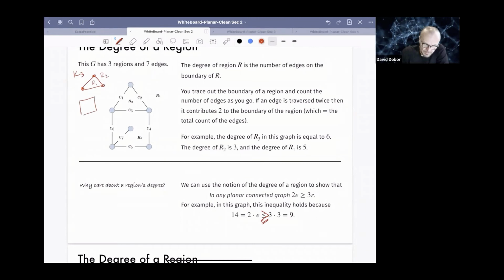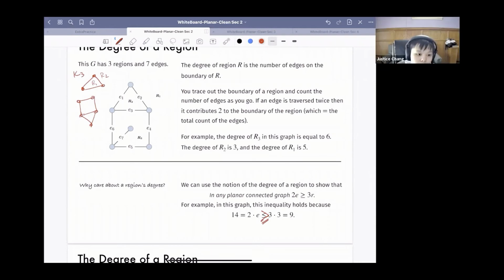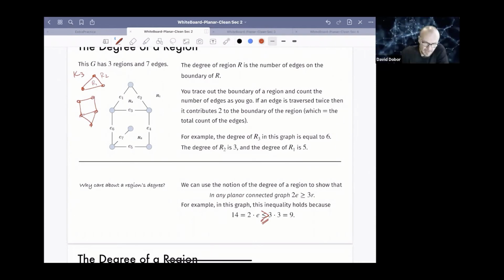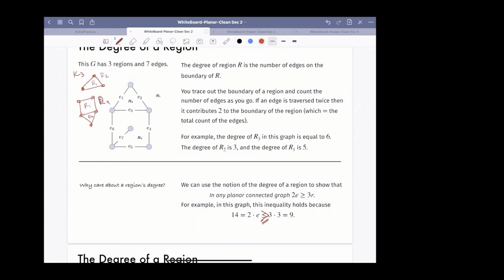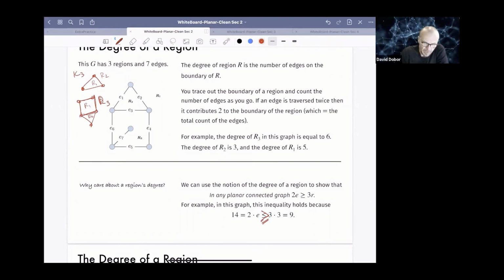How many regions does this graph split the plane into? This is similar to the first one. 3. R1, R2, and R3. What's the degree of R1? 4. What's the degree of R2? 3. And what's the degree of R3? 5. 5, exactly. All right, so it's clear what the degree of a region means, right?